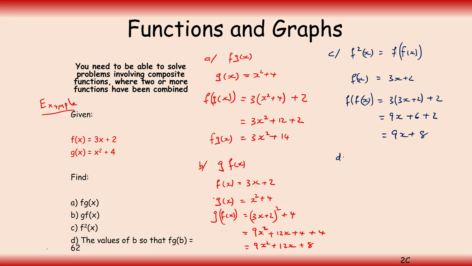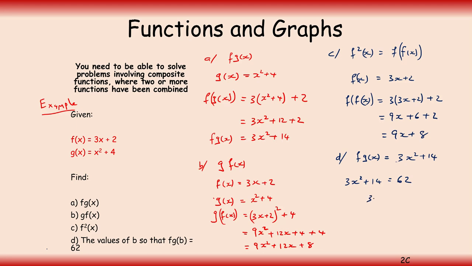And finally, part D. Find the values of b such that f of g of b equals 62. Now, f of g of x, we worked that out earlier. F of g of x is equal to 3x squared plus 14. And we're going to set that equal to 62. So 3x squared plus 14 equals 62, and we're going to work out the value of x then.